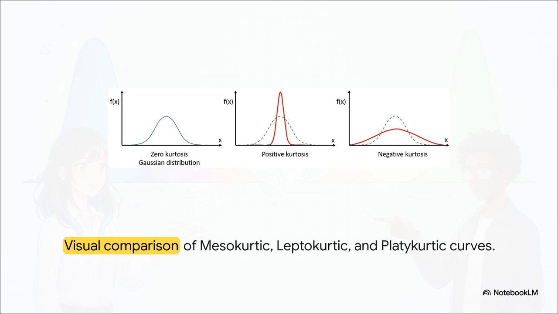We can actually see the exact difference side by side right here. Look at the solid red line in the middle for positive kurtosis, or leptokurtic data. See how those red tails sit slightly higher than the dotted normal line? That means more data is out there lurking in the extremes. Then look at the negative kurtosis on the right. The solid red line's tails taper off to 0 much faster, indicating thinner tails and definitely fewer outliers.